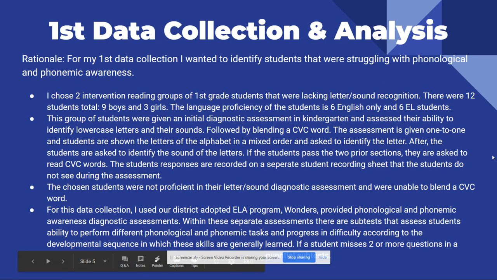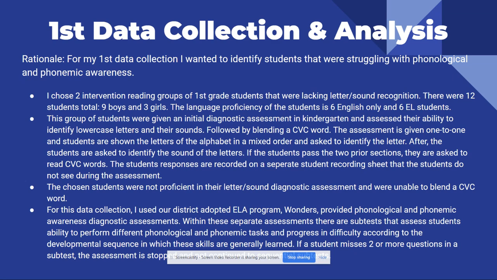So my first data collection and analysis, the rationale for this data collection was to identify students that were struggling with the phonological and phonemic awareness. I chose 2 of my reading intervention groups that were first grade students and were lacking letter sound recognition. There were 12 students total, 9 boys and 3 girls. The language proficiency of these students is there were 6 English only students and 6 EL students, so half and half.